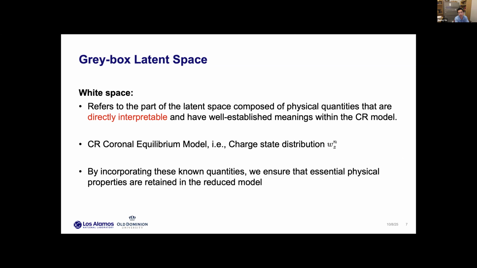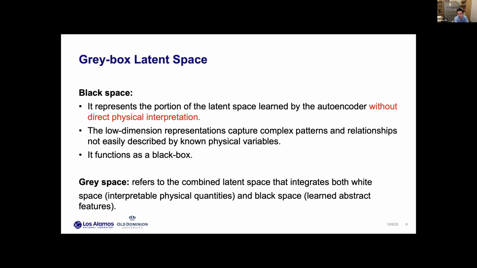So this contains two parts, and again, two components. One is the white space. This refers to the part of the latent space composed of physical quantities that are directly interpretable and have well-established meanings within the CR model. For example, in a coronal equilibrium model, those physical quantities are represented by the charge state distribution. By incorporating these known quantities, we ensure that the essential physical properties are retained in the reduced model. So that's the definition of the white space.